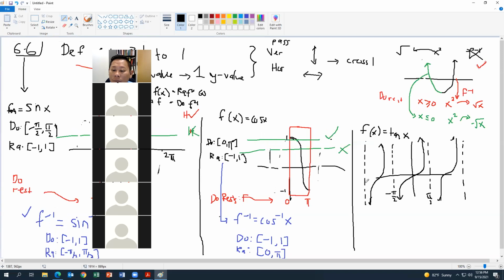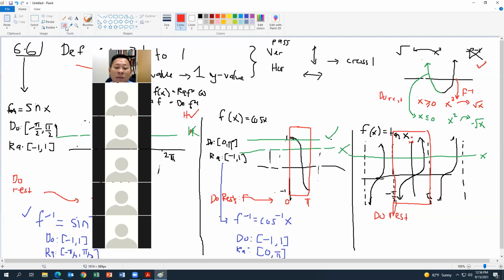Again, when you perform the horizontal line test, it fails. The reason is because it passes through 3 points here. So what do we do? Same thing: we apply the domain restriction here. In this case, we only take one cycle of it. So for the tangent graph, we only take the first cycle, the one right on the y-axis here.